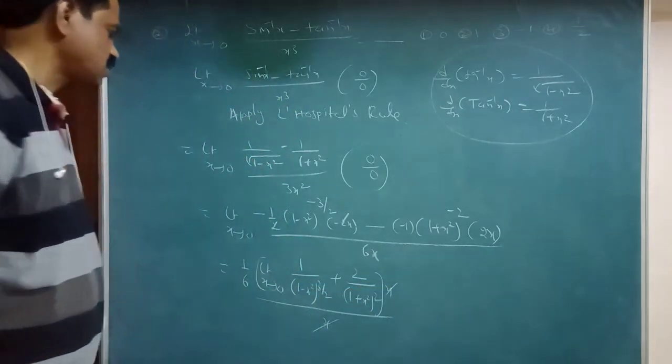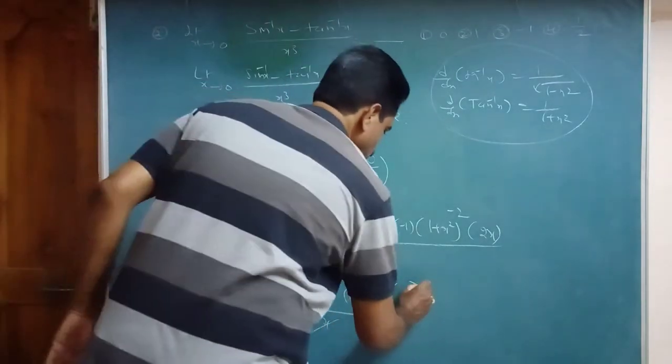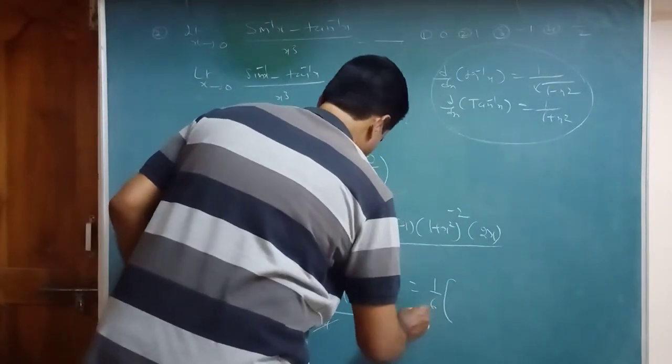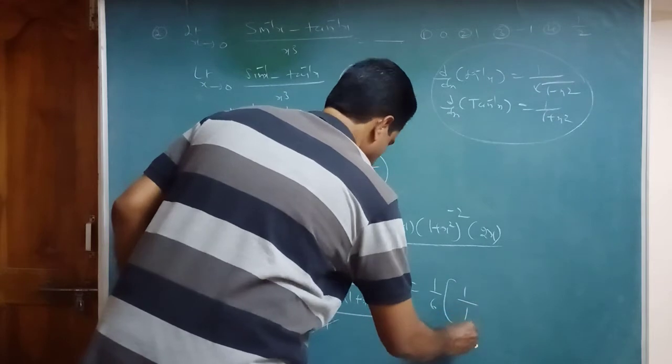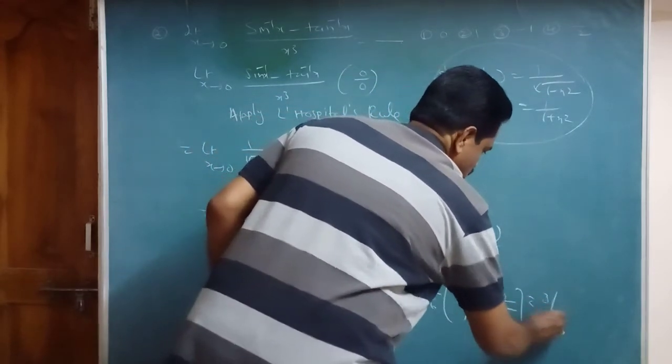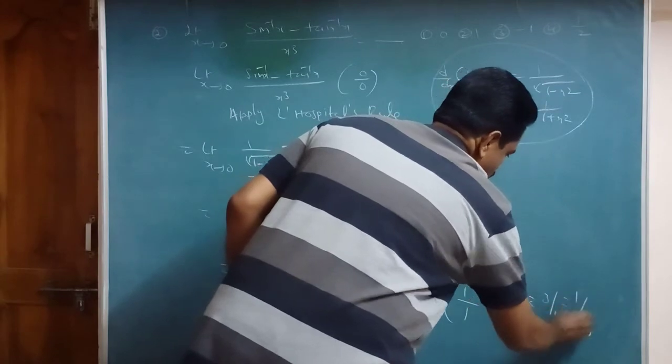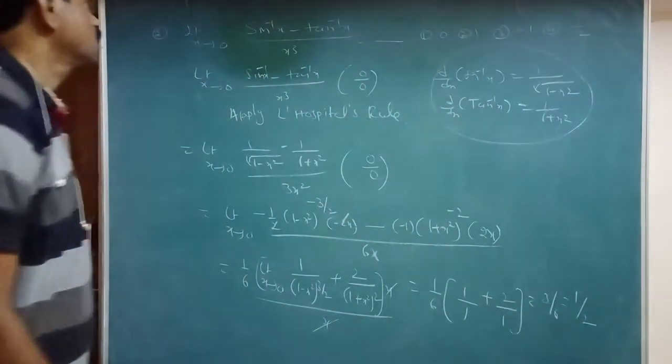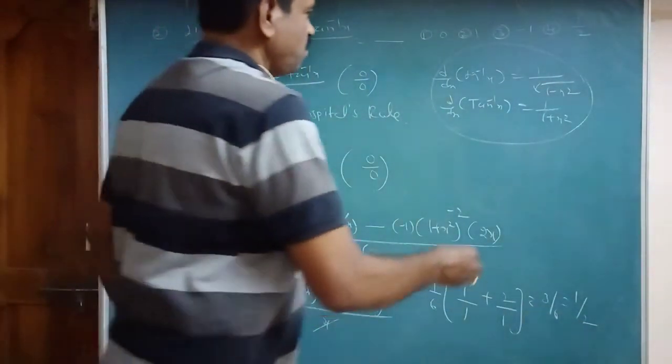Now x equal to 0 substitute here: 1 by 6 into 1 by (1 minus 0), that is 1, next 2 by 1, that is 2, so that equals 3 by 6, it is how much here? 1 by 2. So which option is here? Fourth option.